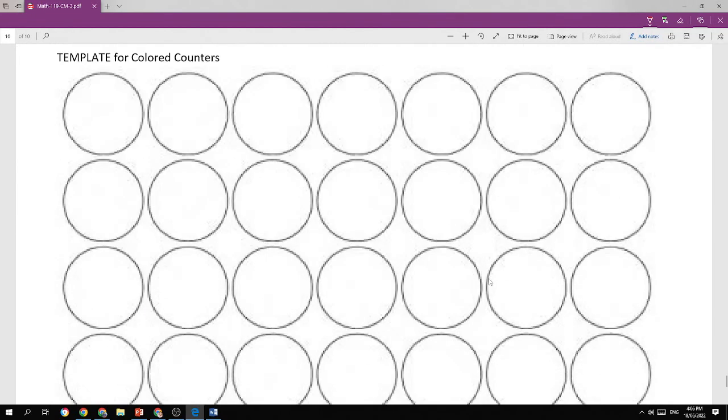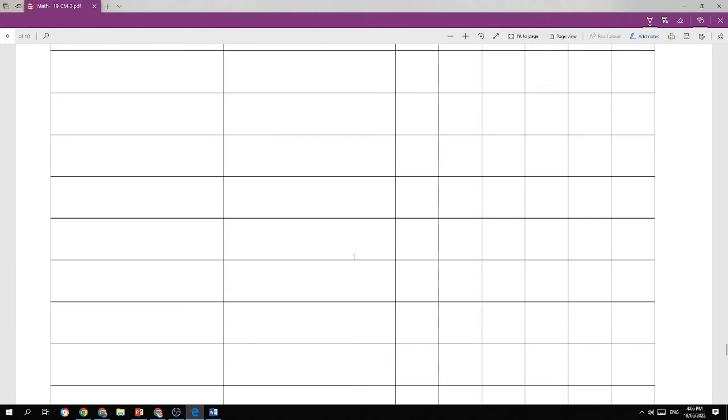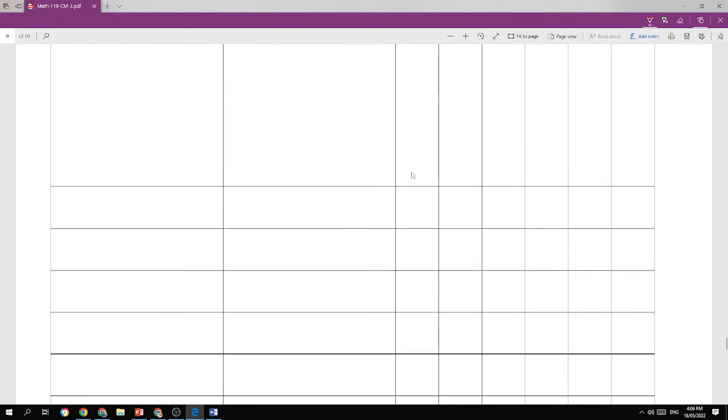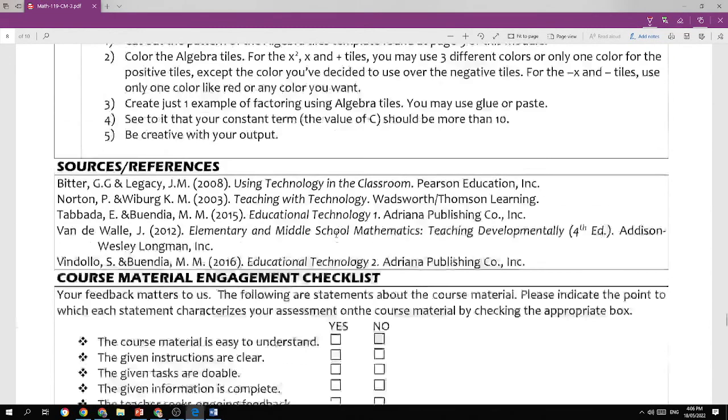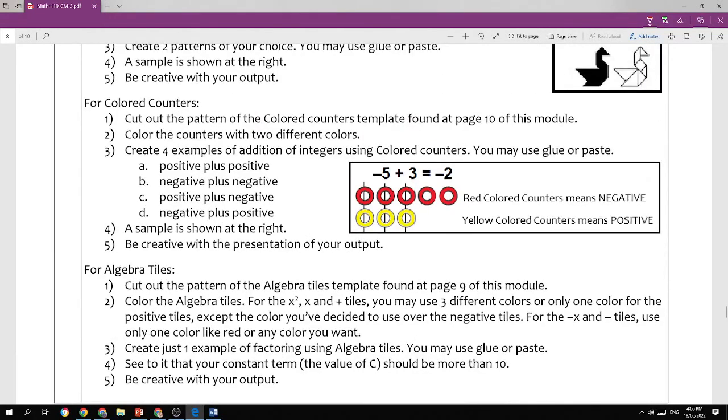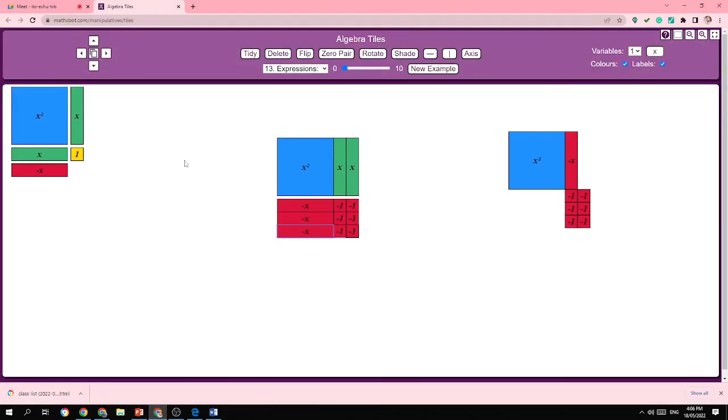You make use of glue or paste if you are using the algebra tiles that were given. You can color them. If you prefer virtual, no problem. For those links and virtual ones, just search for algebra tiles. It will give you a lot of applications. This is what I used today. I just screenshot it, then send it to Sir Tigle. Simple as that.